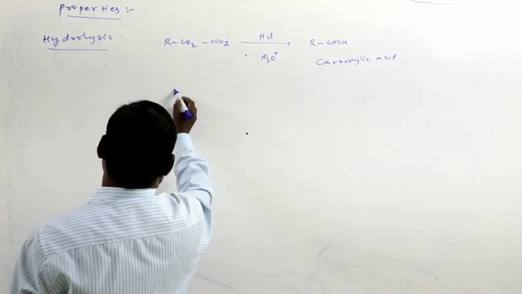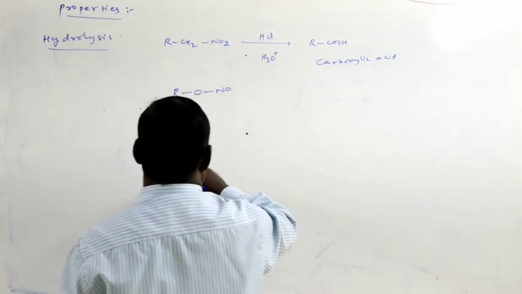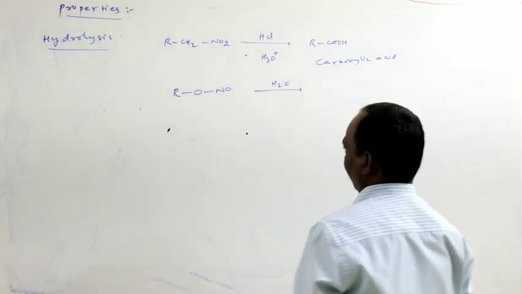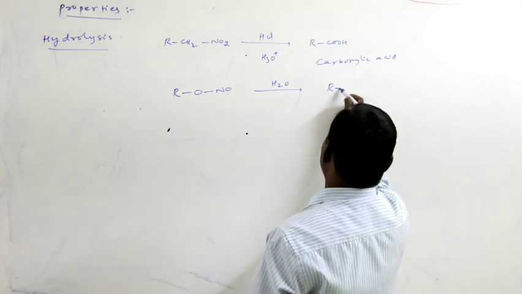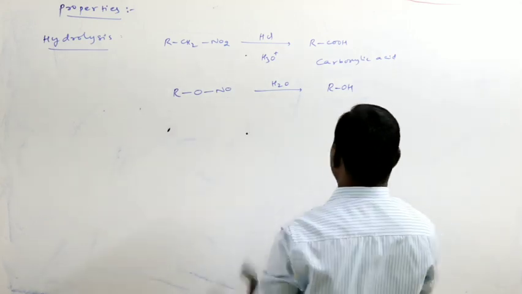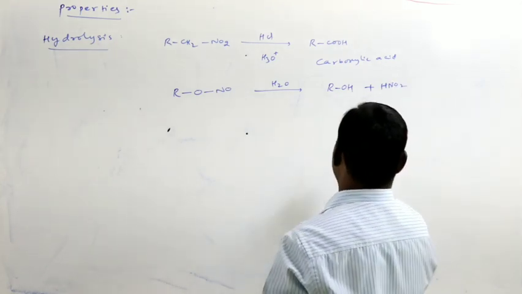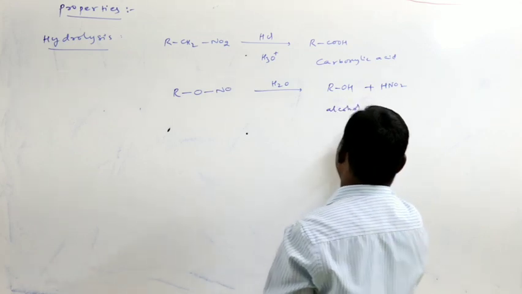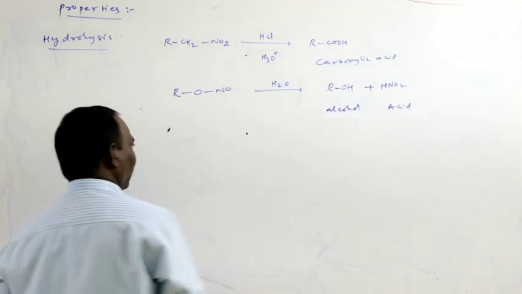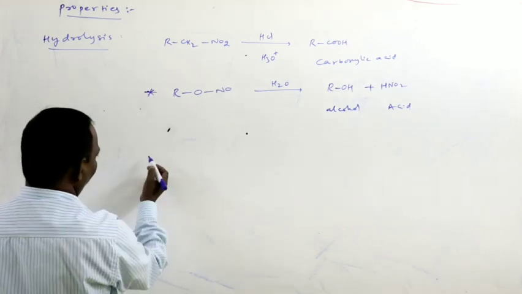But if alkyl nitrite is taken, RONO, alkyl nitrite upon hydrolysis gives ROH, alcohol, and the remaining is HNO2. Okay, this is an alcohol, and it is an acid. You know according to organic chemistry, acid plus alcohol gives ester. This is an important one.